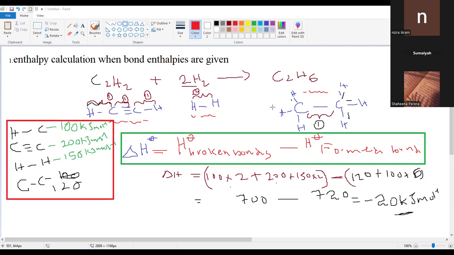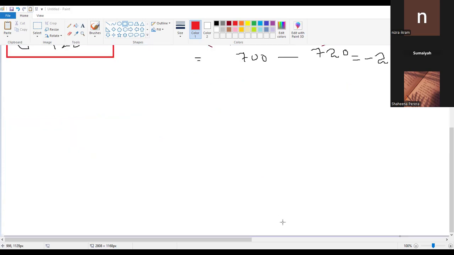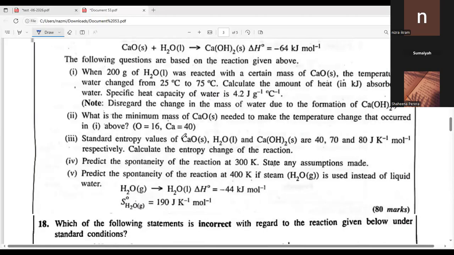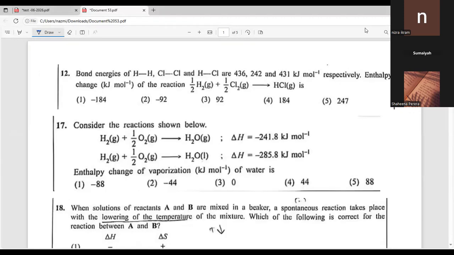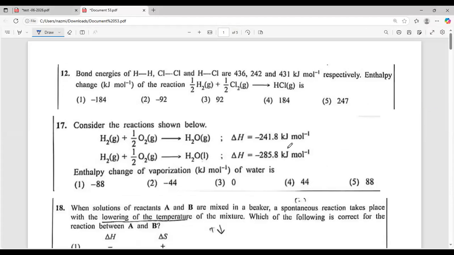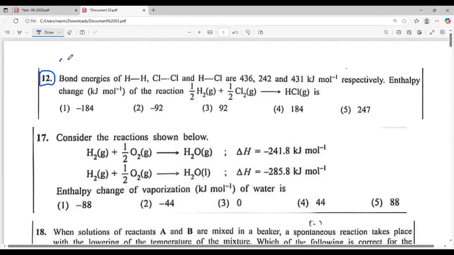Okay. So now I'll give you one to try. We can go directly for the past papers. That's the PDF. So this PDF contains all the energetics questions from 2020-24. So whatever we can, we will do. So I want you to do this 12th one. This is from 2024. Yes, you can do that. Put the answer in the chat box.